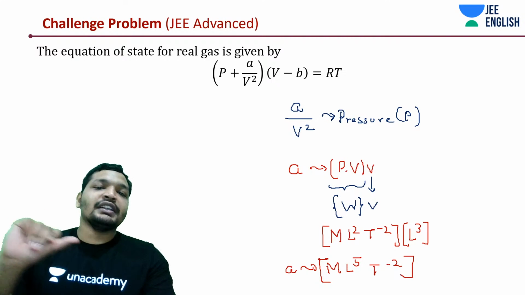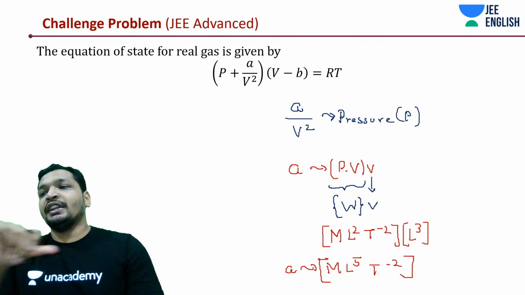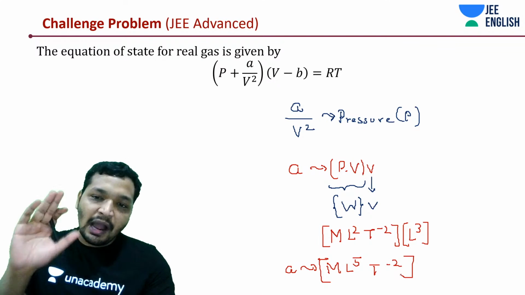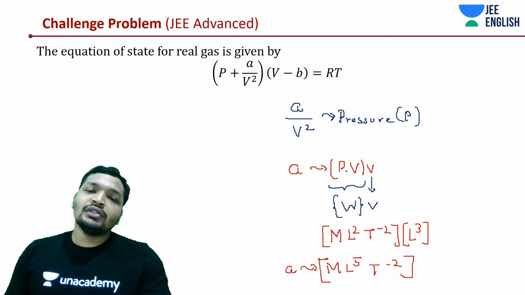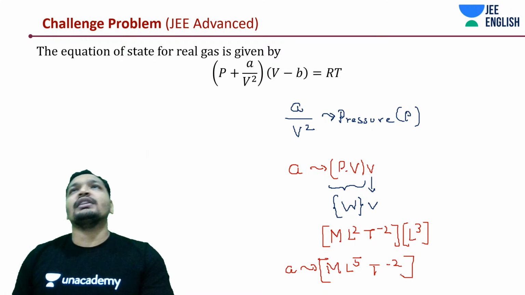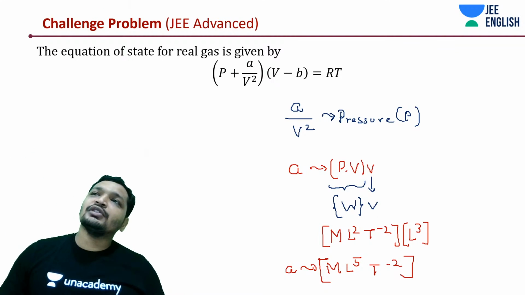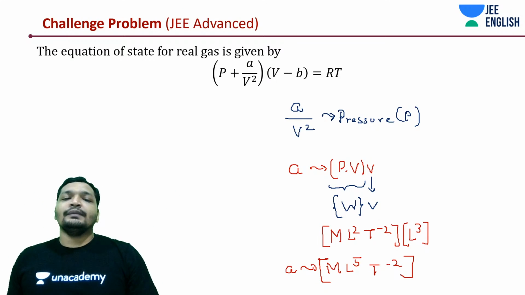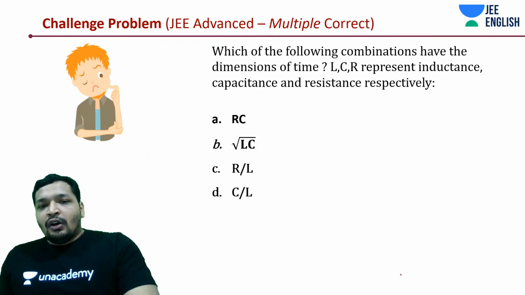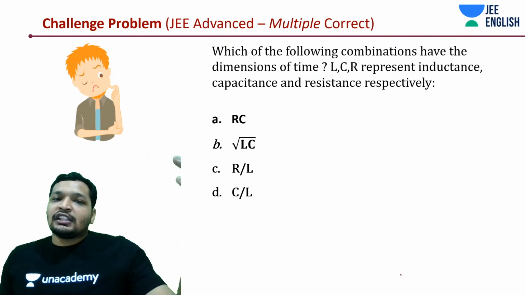Earlier question, a very similar model. This question, a very similar model. This is how you have to do it. Don't spend a lot of time thinking about calculating the dimension of P and the dimension of V separately. Try to find the easiest way to do it. Alright, let's get into the next question, guys.